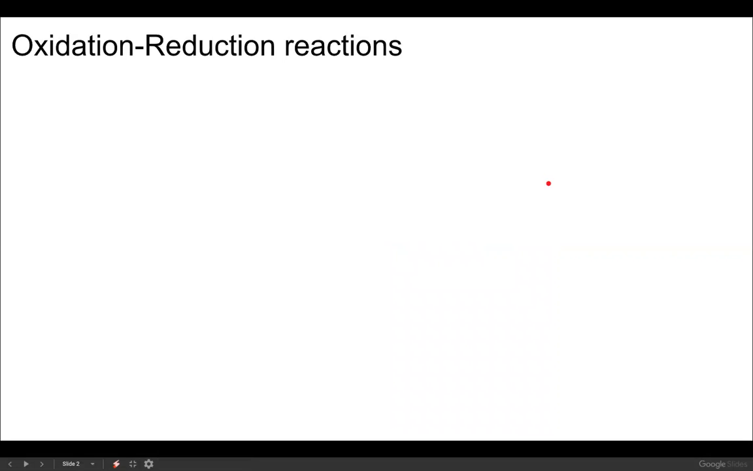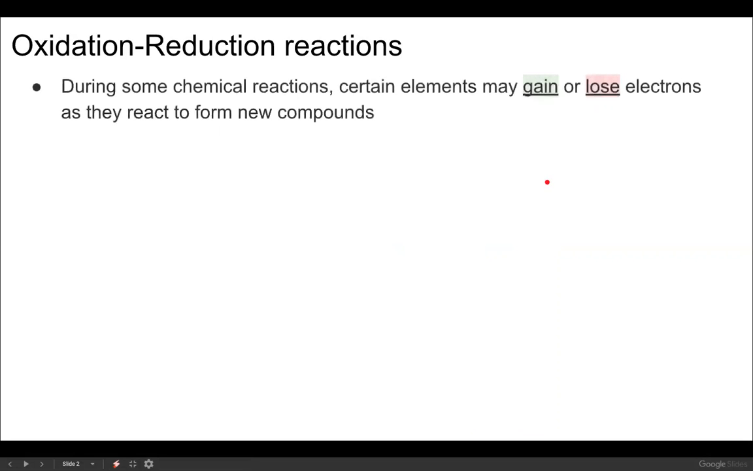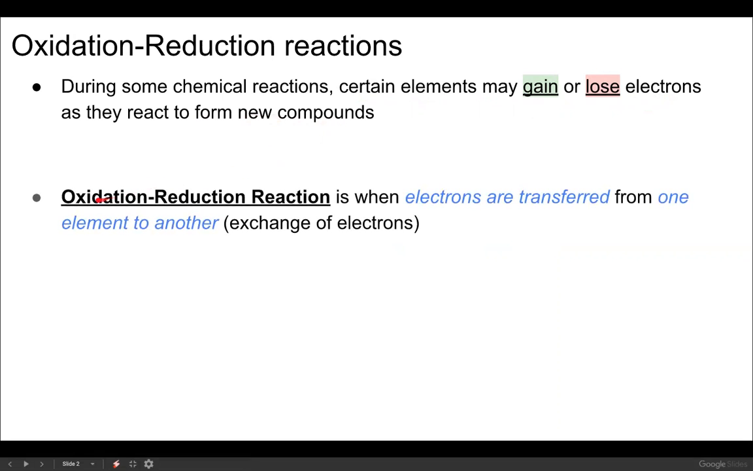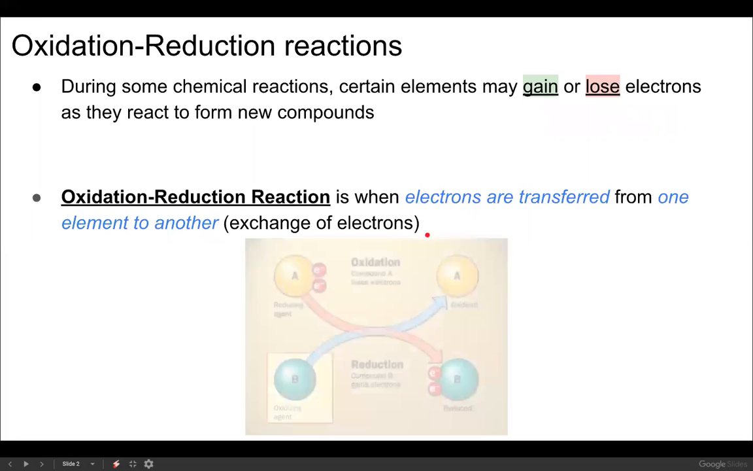So oxidation and reduction reactions. During some chemical reactions, certain elements may gain or lose electrons as they react to form new compounds, which we've seen all throughout the chemistry year. An oxidation and reduction reaction is when electrons are transferred from one element to another. So there has to be an exchange of electrons between two elements for this to occur.